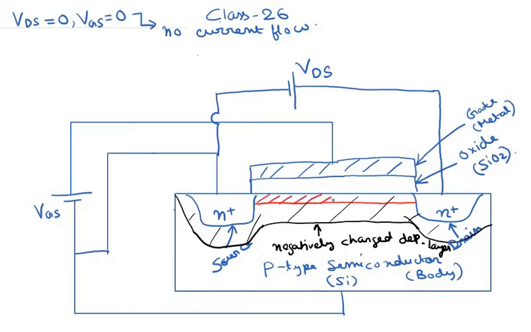The voltage at which the creation of this very thin layer of mobile electrons starts is known as the threshold voltage. It is denoted by VTH. So this is the value of VGS at which the thin layer of mobile electrons starts forming, and this is known as the threshold voltage.